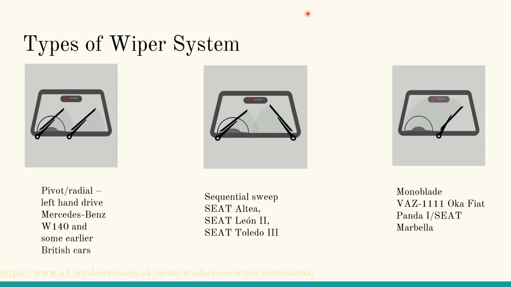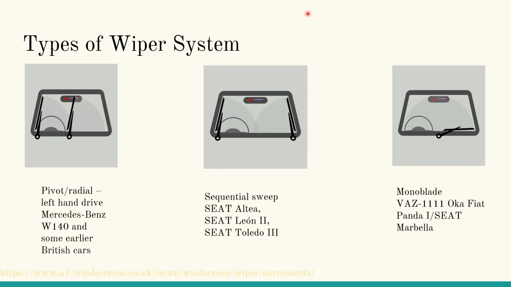So now let's talk about the types of wiper system. First is pivot radial, which is left hand used for left hand drive. The blade for this windscreen wiper is secured to a single arm, which is attached to the motor. It moves in a parallel motion and is most commonly found on left-handed cars. It is usually found in cars like the Mercedes-Benz W140 and some earlier British cars.